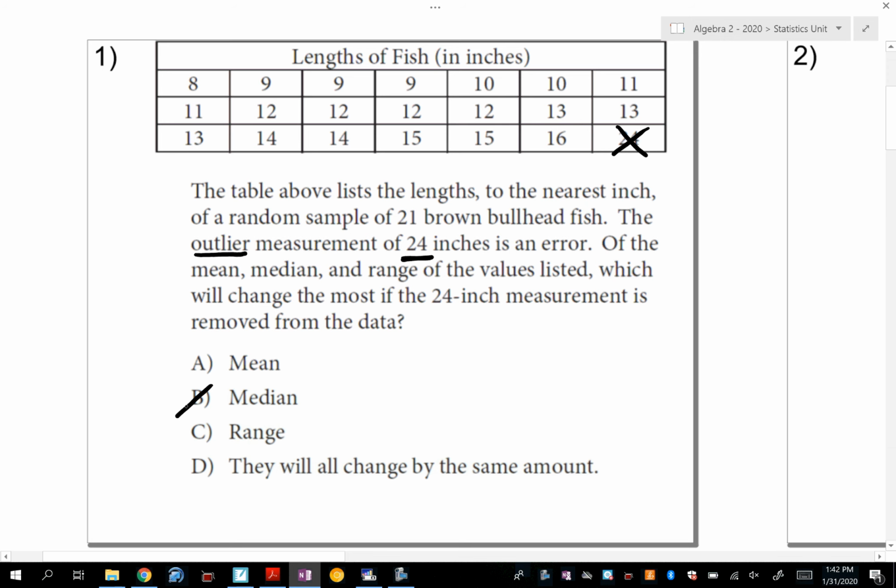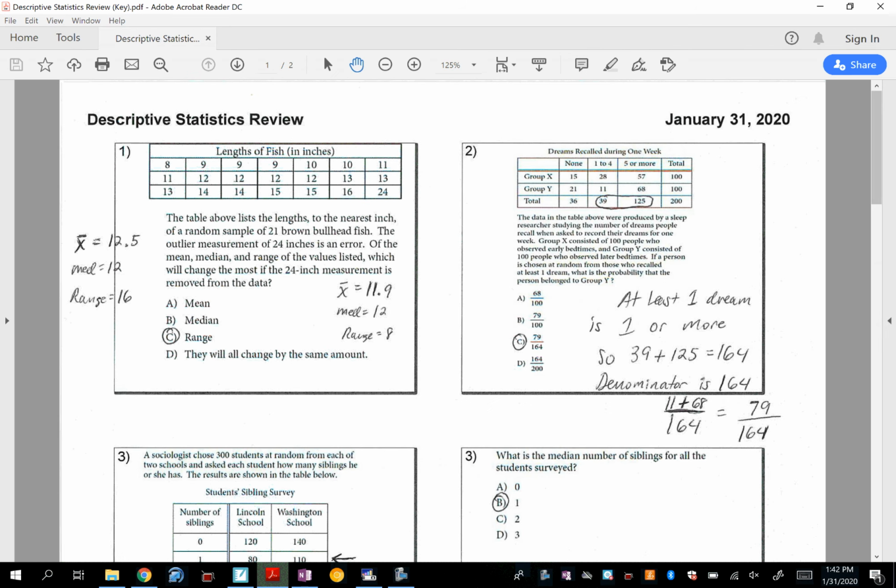What was the original range? So original range, or OR. 24 minus 8 is 16. What's the new range? 8. So that's a big change of 8 units, 8 inches. And the mean is not going to change by that much. The mean with the 24, if you looked at my answer key, was 12.5. And when you take out the 24, the mean doesn't even change by an entire inch. But you can see the range changes the most.